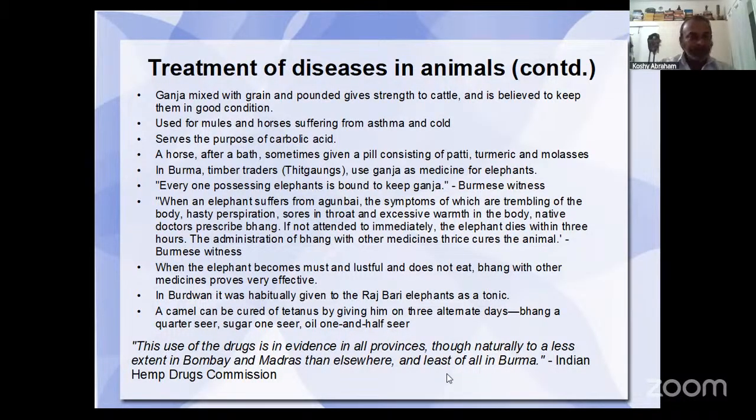The Hemp Commission says that from the evidence that it saw, especially the number of witnesses who said that it was used for animals, and the fact that these witnesses are from all over India, the usage of cannabis as medicine was quite extensive across India.